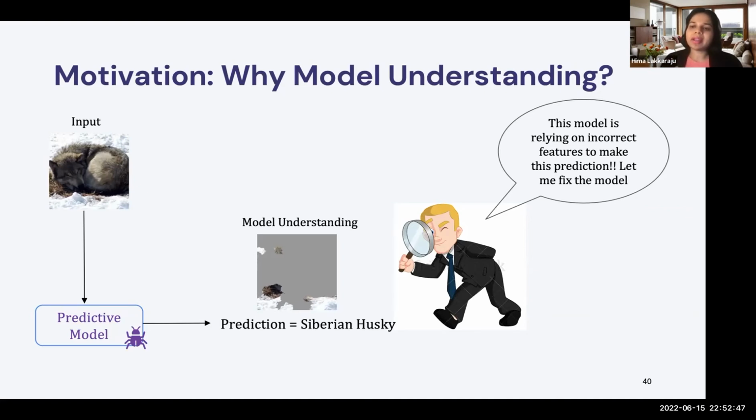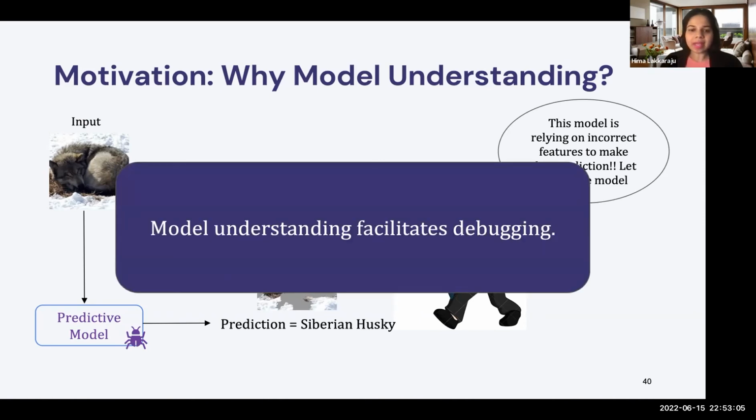So since this model is relying on spurious features to make this prediction, it is a clear indication to the developers, engineers, and scientists building this model that they may need to fix the model further so that it is not relying on spurious features and they're not building snow detectors. Okay. In this case, model understanding has helped facilitate debugging of the model.